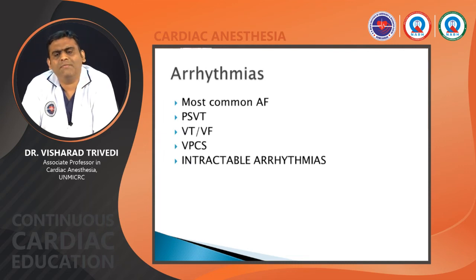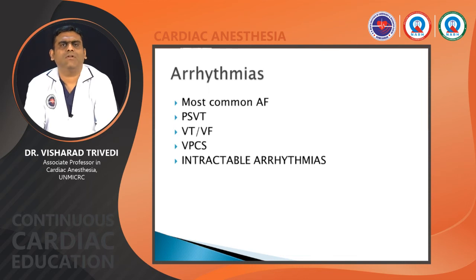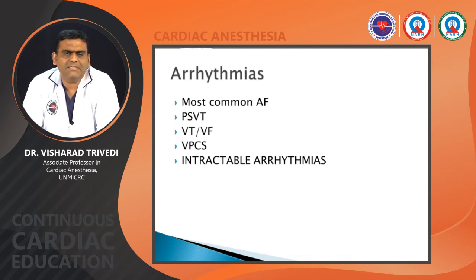Arrhythmias: the most common arrhythmia in post-operative cardiac surgery patients is atrial fibrillation. The drugs of choice are beta blockers, calcium channel blockers like diltiazem, and digoxin. If it is not controlled, you can go for amiodarone, bolus with infusion. The second most common arrhythmia post-operatively is PSVT, that is paroxysmal supraventricular tachycardia. The drug of choice is verapamil or adenosine.